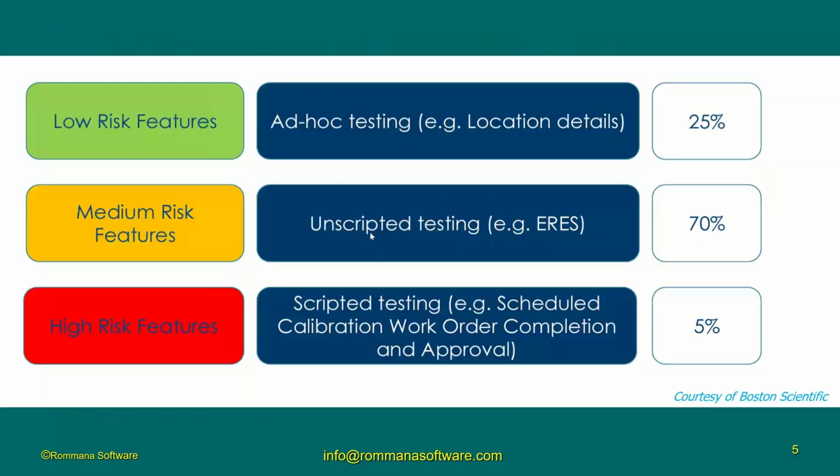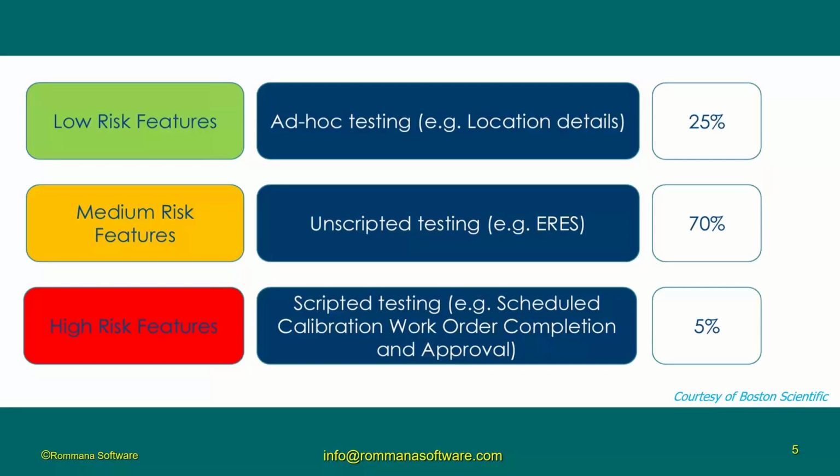So this is basically what they are suggesting. Although FDA did not state those percentages exactly, that's what Boston Scientific reported, because Boston Scientific, as you can imagine, is one of the companies involved in the development of that draft. They said low-risk features should be done with ad hoc testing. You can imagine this is the first time we hear that FDA is talking about ad hoc testing. We never thought that could possibly happen.